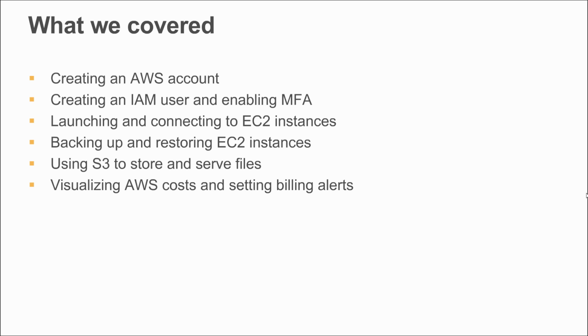Then we took a look at EBS and how to back up and restore EC2 instances. We also looked at S3, which is a good way to store objects and serve them over the internet. And we took a look at the Cost Explorer and some of the billing alert capability so that we could monitor your AWS costs in your new AWS account.